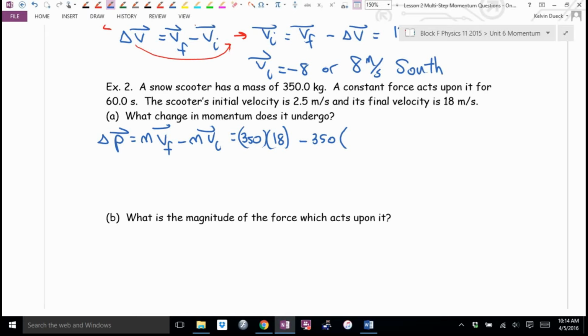If there had been a change in direction, I would let one of these be positive and one of these be negative. But get in the habit of checking. Don't just start to plug and chug. Read the question. Now it's plug and chug.